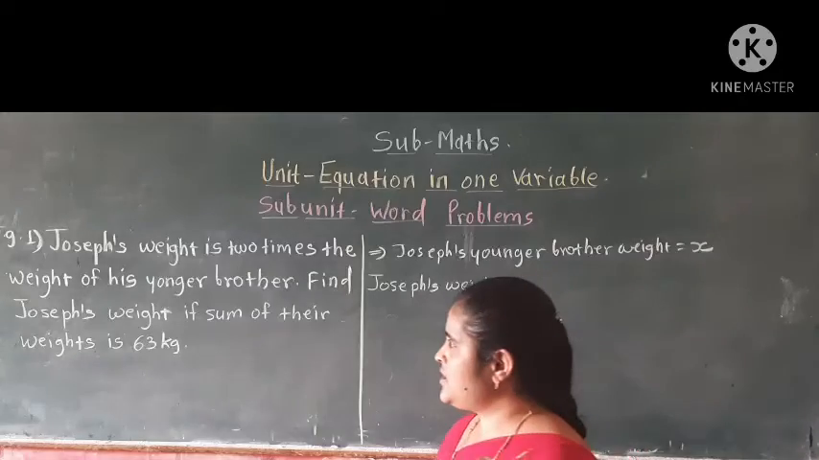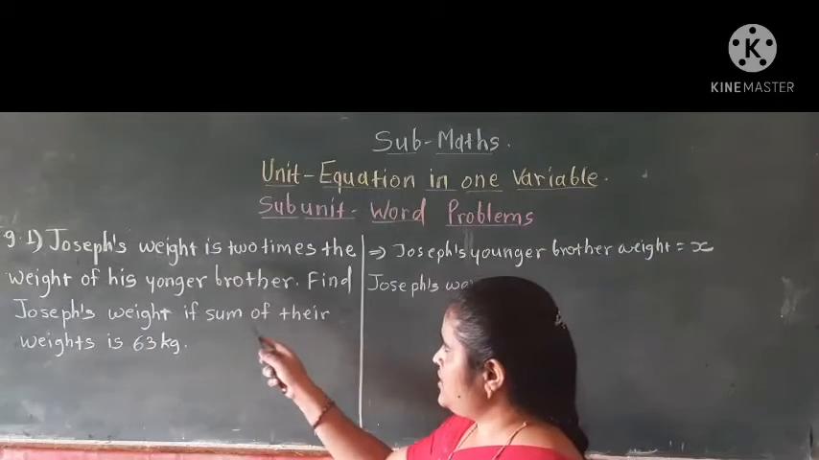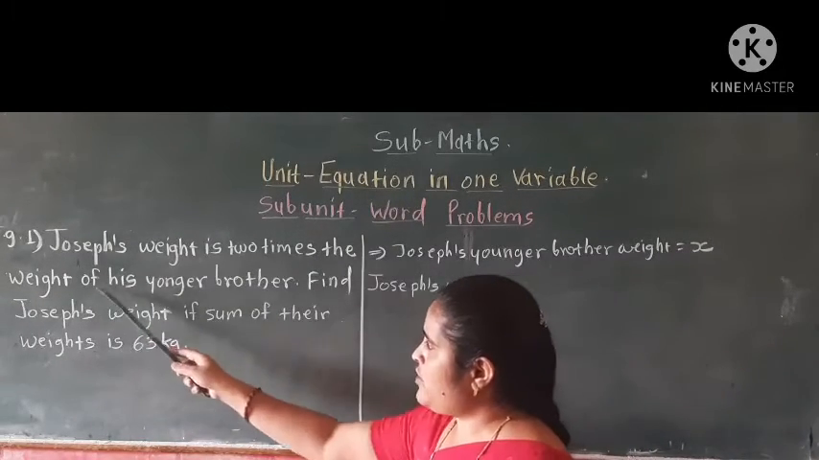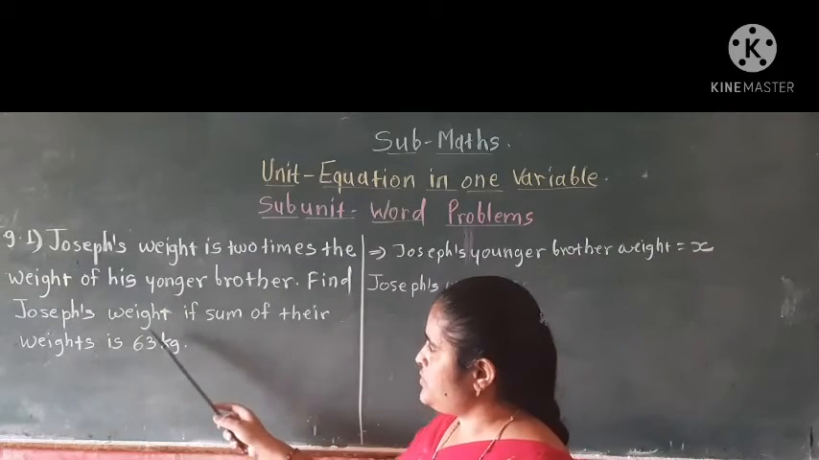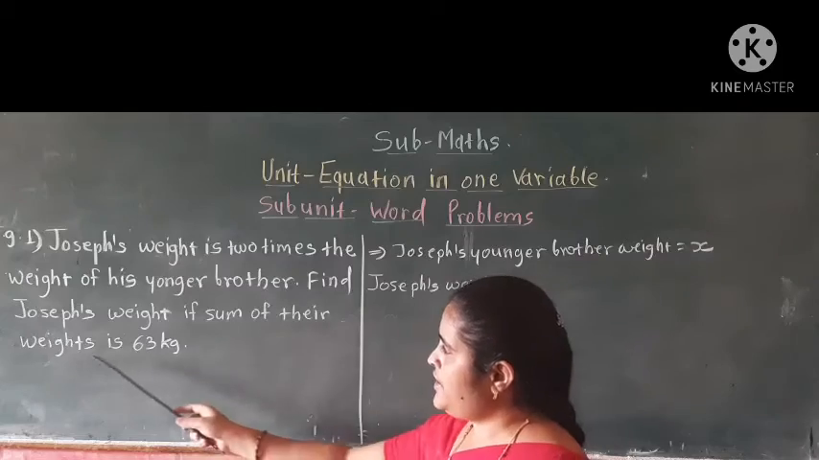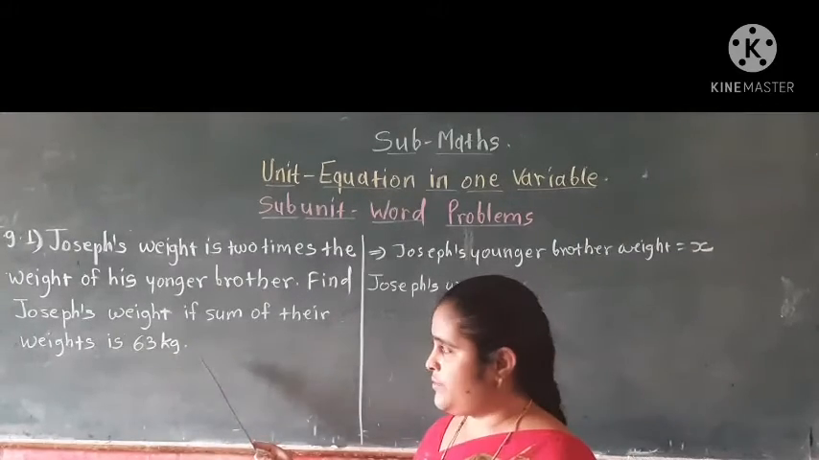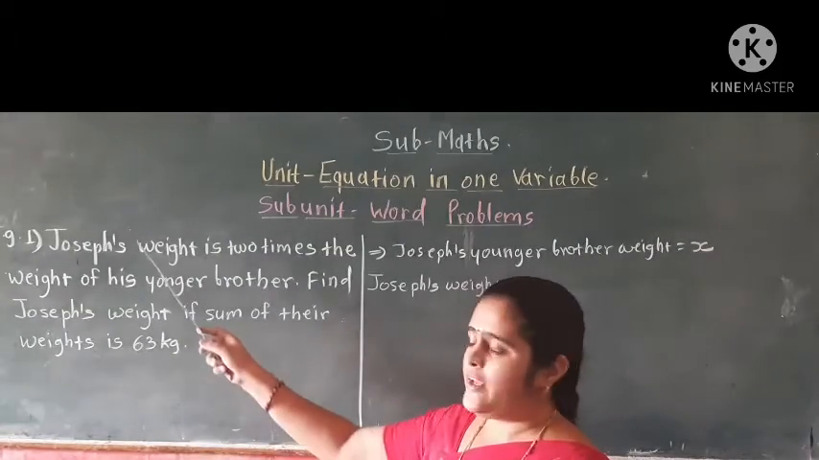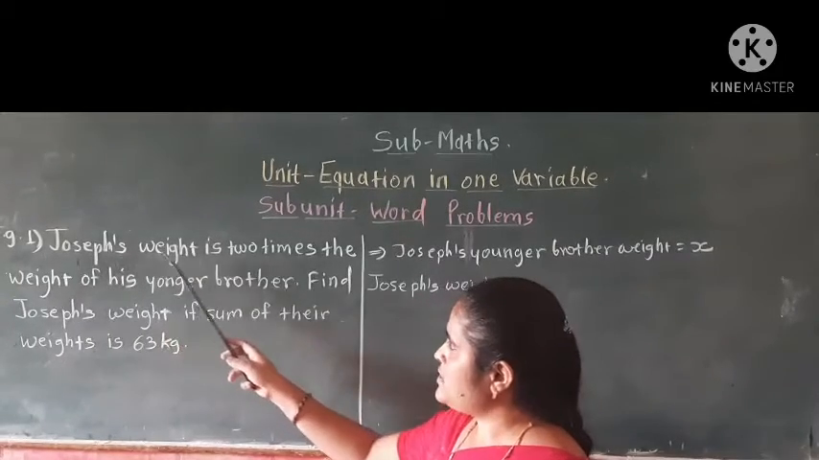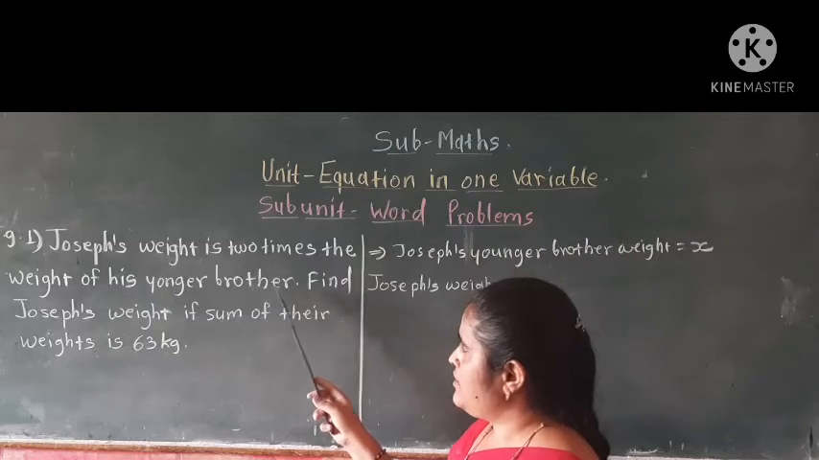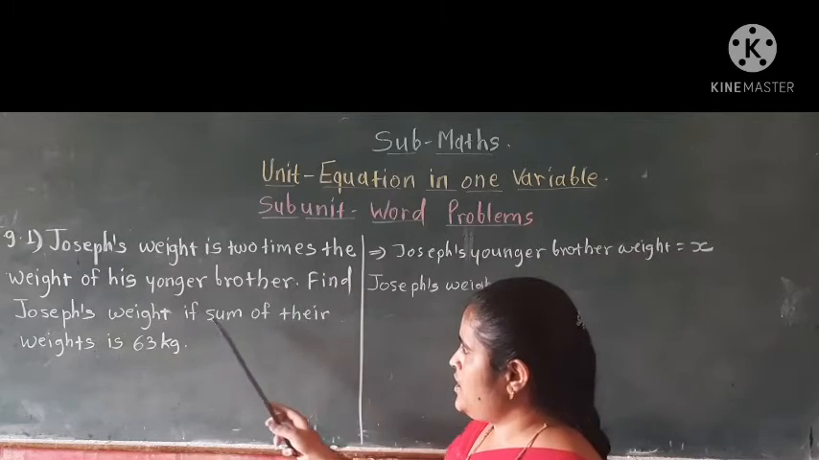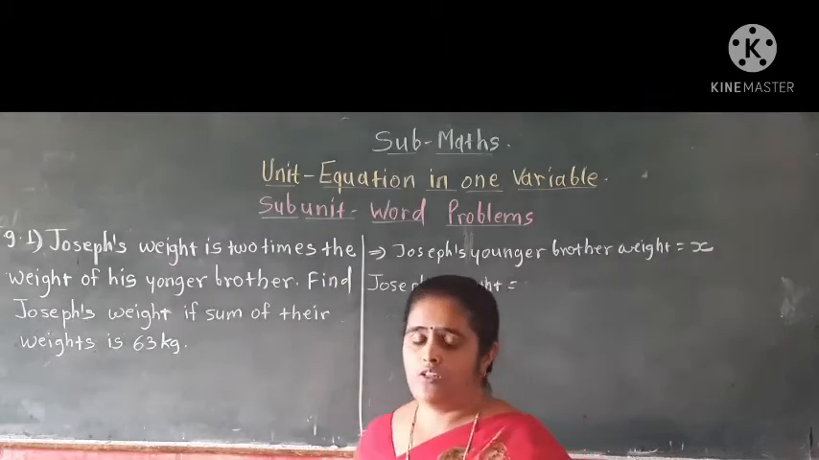Example number one: Joseph's weight is 2 times the weight of his younger brother. Find Joseph's weight if the sum of their weights is 63 kilogram. Let me read the example again. Joseph's weight is 2 times the weight of his younger brother. Find Joseph's weight if the sum of their weights is 63.